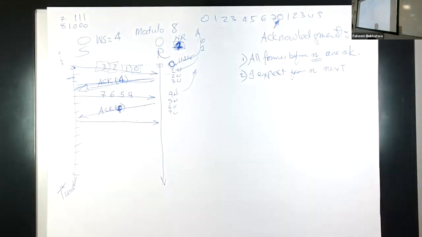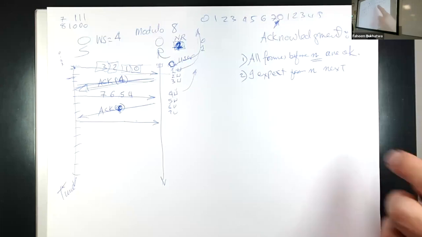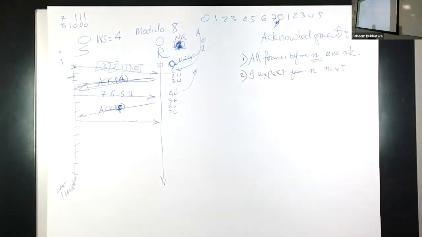If I say to you, what does acknowledgement 17 mean? You say, I've received everything before number 17. That's what the first statement says. All frames before 17 are received. That means up until 16 are okay. But we did not get 17. And it also means that's what I expect to receive from you, number 17. Okay? So what does acknowledgement 0 mean? All frames before 0 are received. And the next expected one is 0. And I expect to receive from you frame number 0. Now my next question, what frame comes before 0?